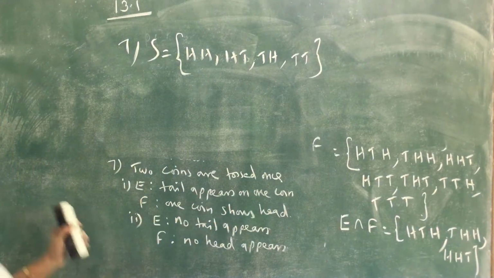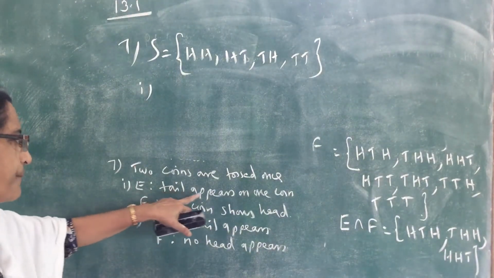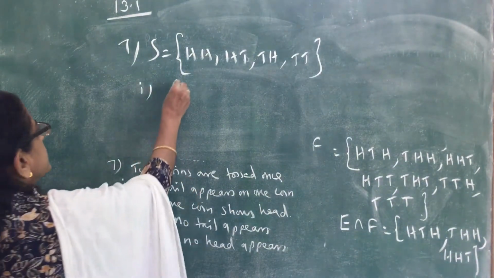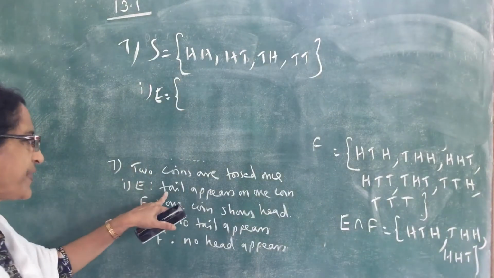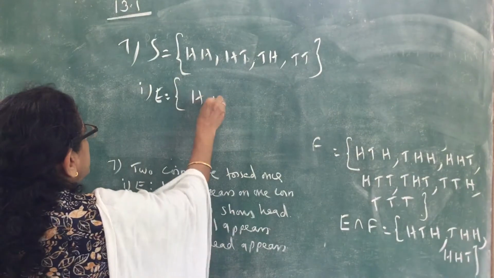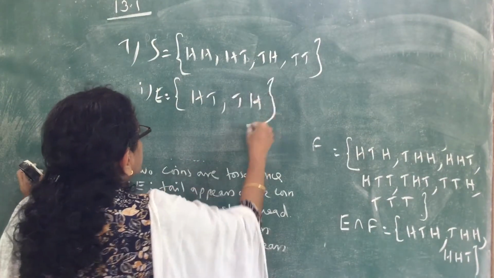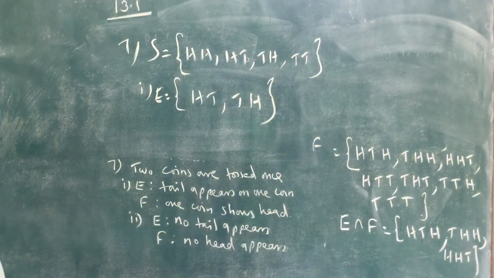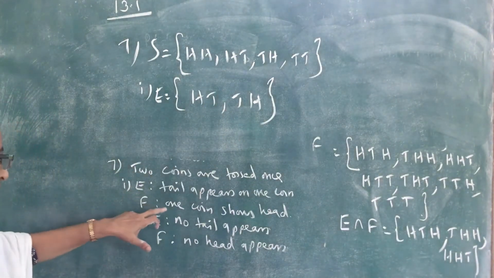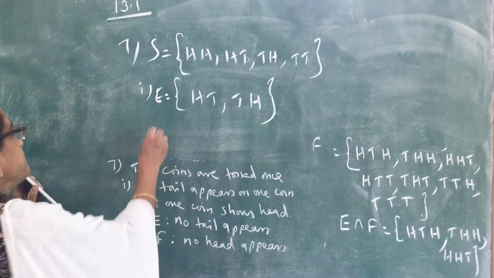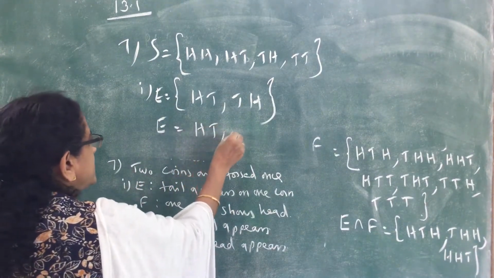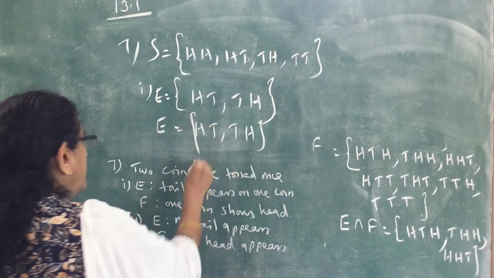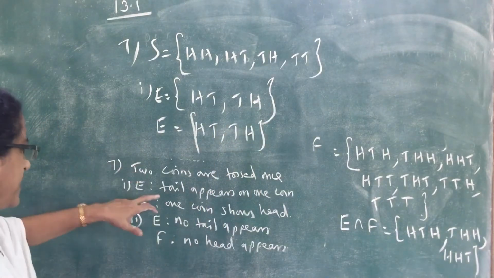Tail appears on one coin. So what is E? That is HT, TH. In these two, tail appears on one coin, only one coin shows tail. So HT and TH. Now what is F? One coin shows head. That is the same thing, HT, TH. So E and F we wrote.